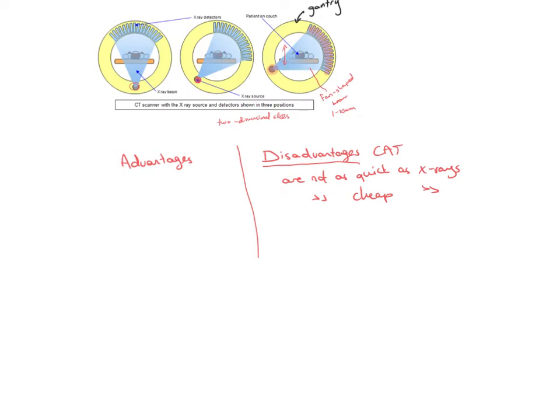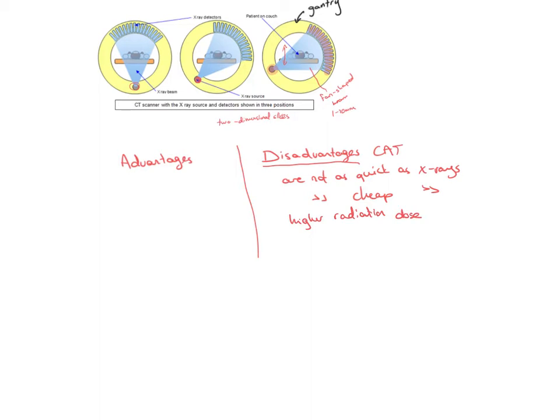We also know that X-rays are ionizing radiation. So they're very harmful. So if you are exposed to a longer amount of time of X-ray in the situation of a CAT scan, then you can expose patients to a higher radiation dose compared to a simple X-ray. So, higher radiation dose.